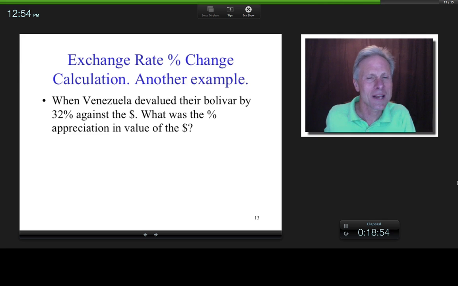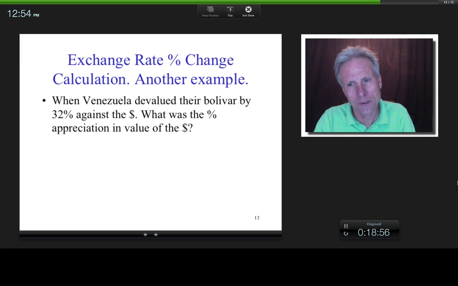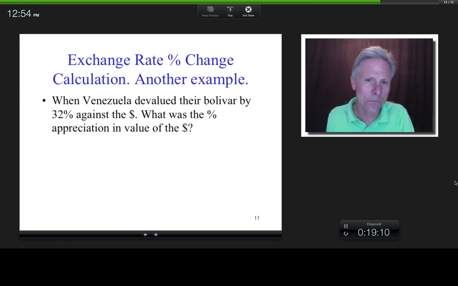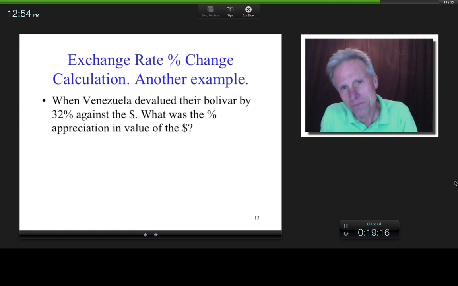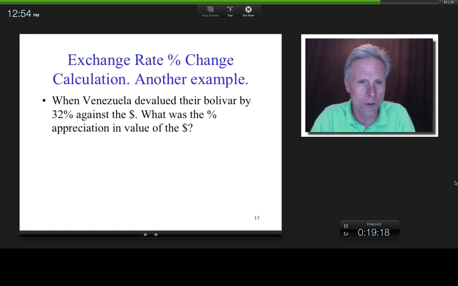Let's do one slightly more complicated example. I mean, you might think this is more complicated. Who knows? So, Venezuela devalued their bolivar by 32% against the dollar. And so the question is, well, when they devalued their bolivar by 32% against the dollar, how much did the dollar strengthen or go up?